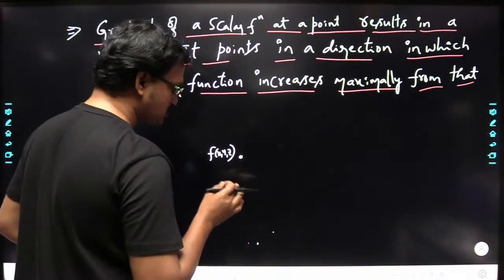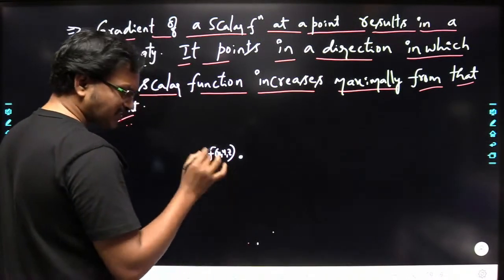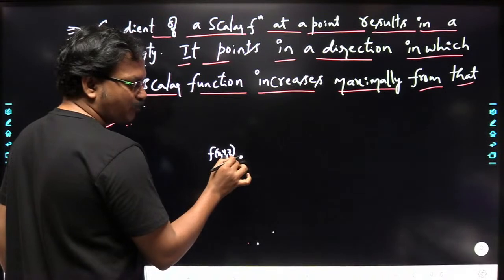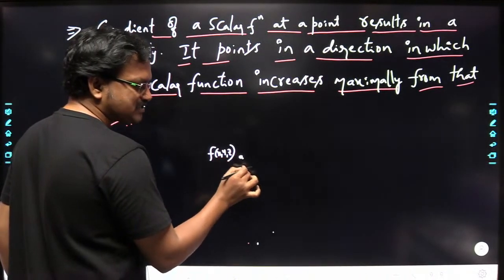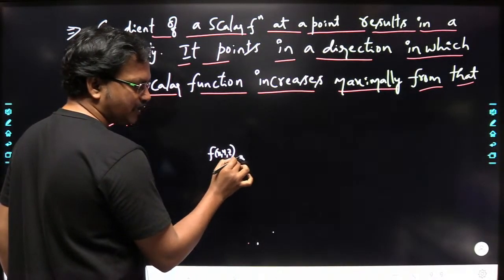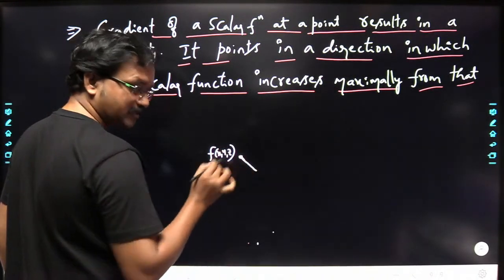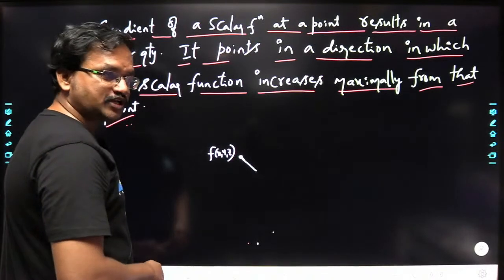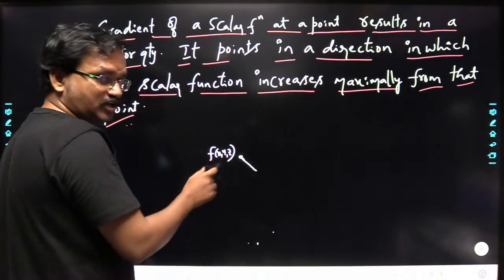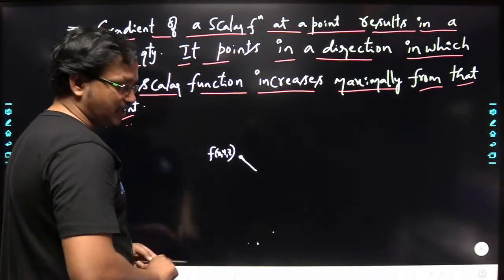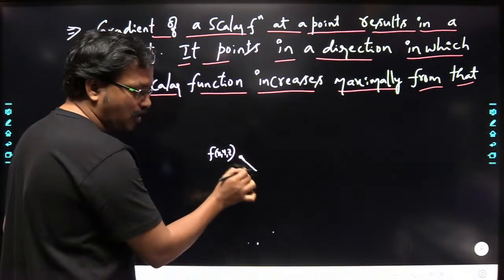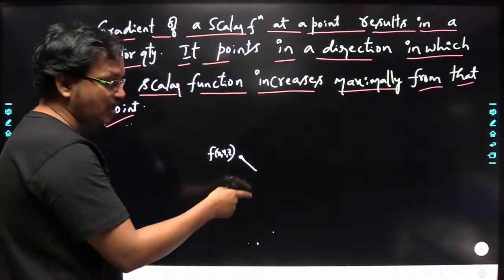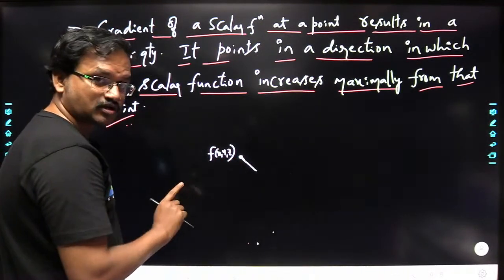Now what I want to determine here is, suppose I move from this point in this direction. I am going to determine what is the change in function as I move along this direction. How is the function changing as I move in this direction?